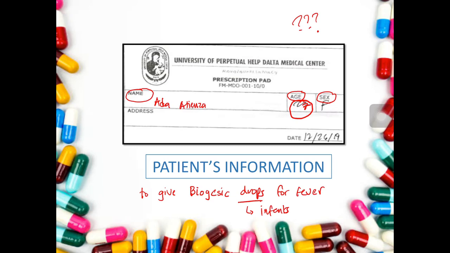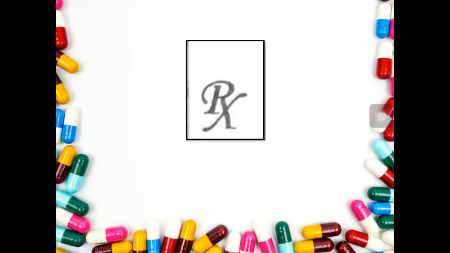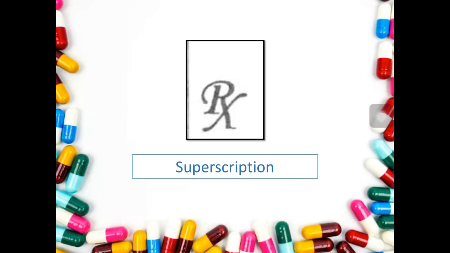Now, let's go to the next part of the prescription, which is the superscription. This is the RX symbol on the prescription form that designates the written document to be a prescription. RX is an abbreviation for the Latin phrase that says, take thou. So that's the meaning of the superscription.